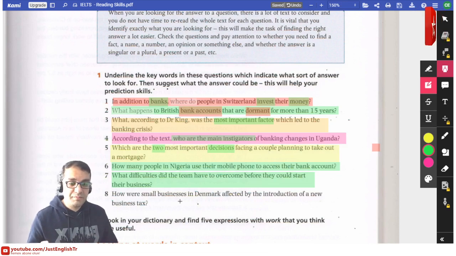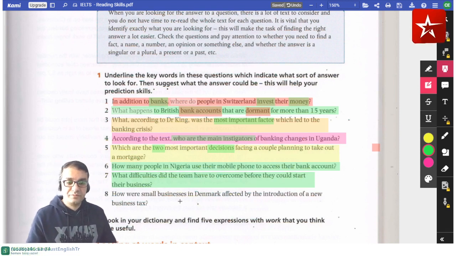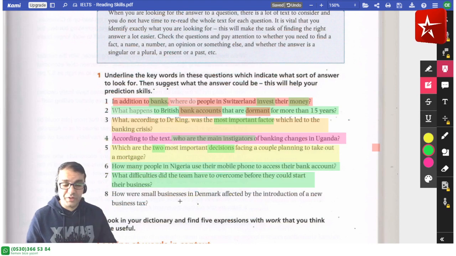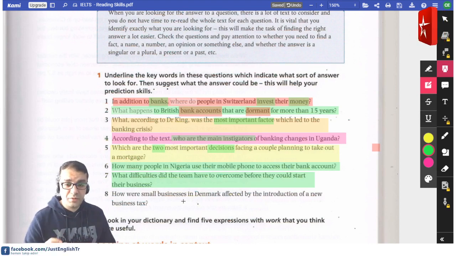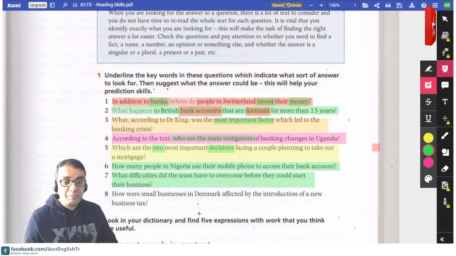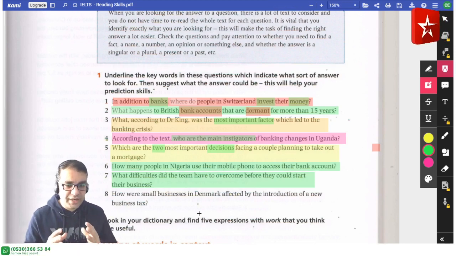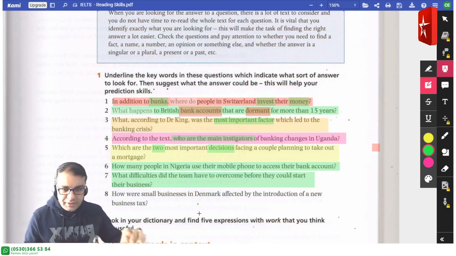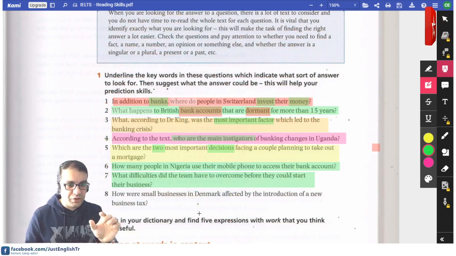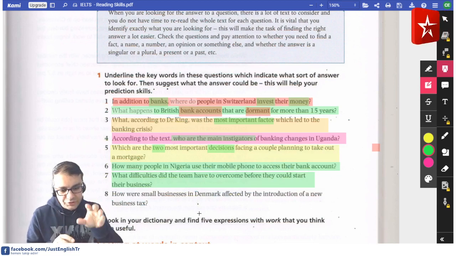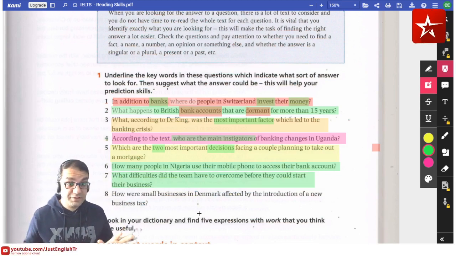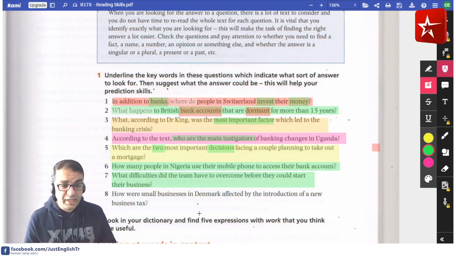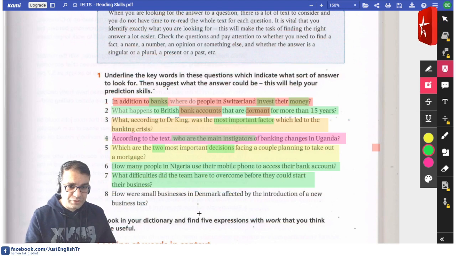What difficulties did the team have to overcome before they could start their business? Now this is a bit difficult because it has two keywords. What are the keywords here? This way, you're actually training how to read the questions fast. You're not just reading the question, no, you're actually finding the keywords. Your eyes like a radar, like a sniper. Just go find the keyword, fish it up, and put it in the paragraph. This is how it works. So basically, you need to fish for the keywords.